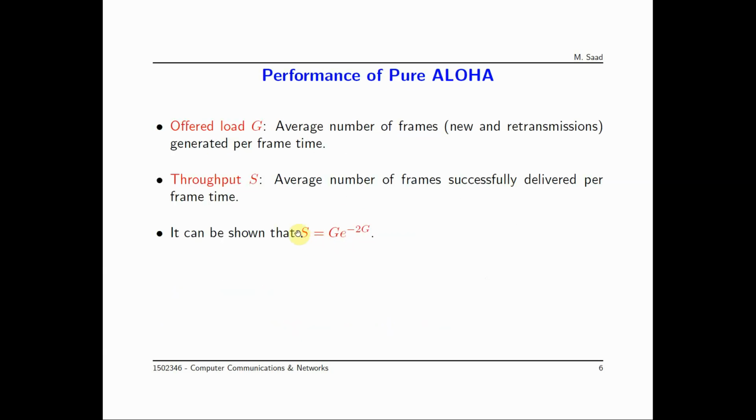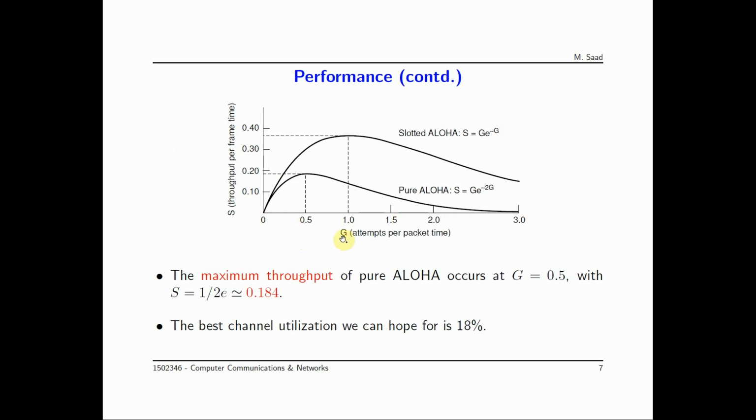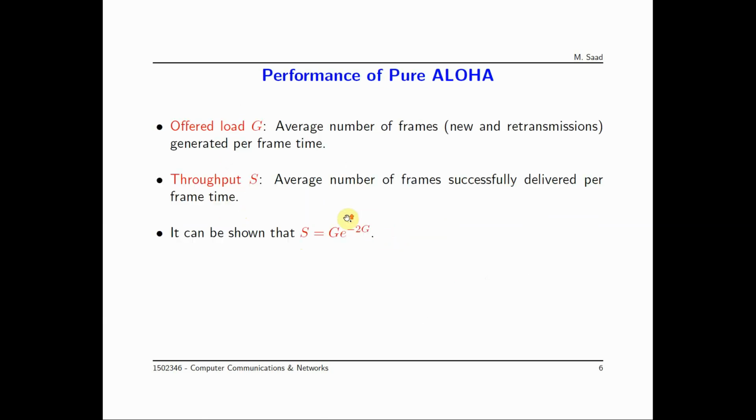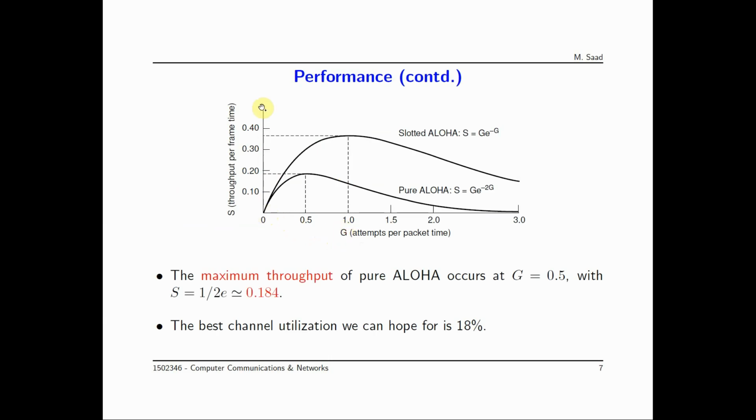Now, if we take it as granted that this is how the throughput is related to the offered load in pure Aloha, let's look at how the curve of this function looks. If you put G on the x-axis and S on the y-axis, where G is the average number of attempts per frame time, and S is the average number of successfully delivered frames per frame time that we call the throughput. Let's just draw this function mathematically, without physical meaning. Let's put G equal to 0. When G is equal to 0, S becomes 0 as well, right? 0 times e to the power of 0, which is 1, so we have 0. That's why we have the point at the origin, 0, 0.